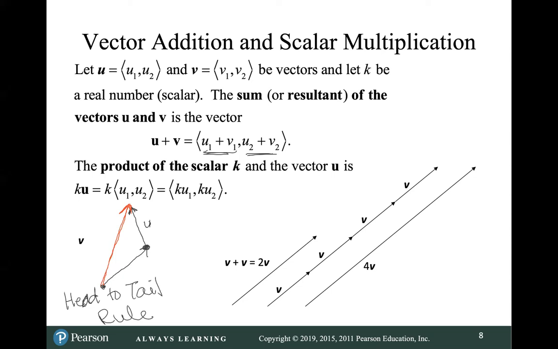So it's called a scalar because I'm adding a number of them. A scalar is just a number. 5 is a scalar, pi is a scalar. So if I say scalar multiplication, that means I'm multiplying a number times a vector. And in order to do that, all we have to do is multiply each component, the x and y components, by the same scalar. Let's look at an example.